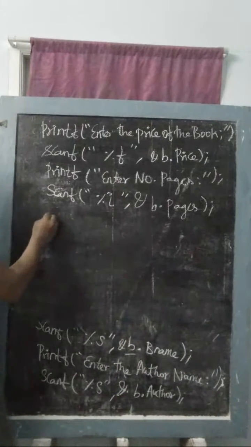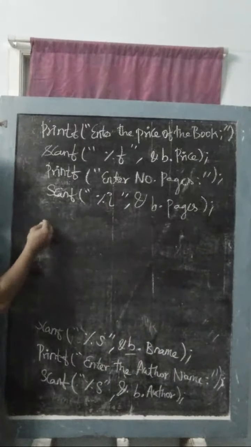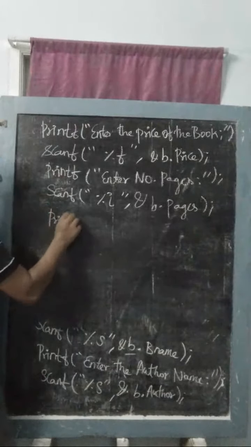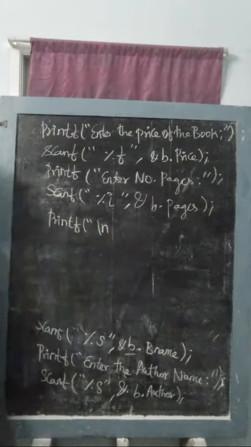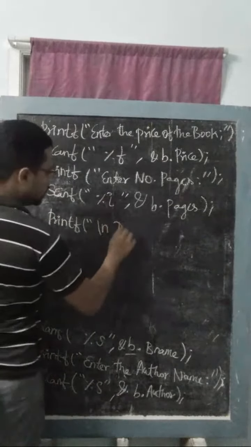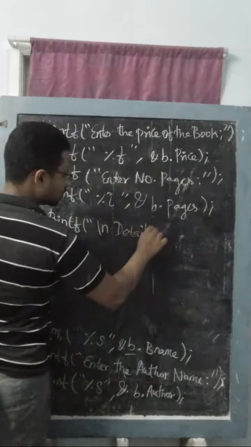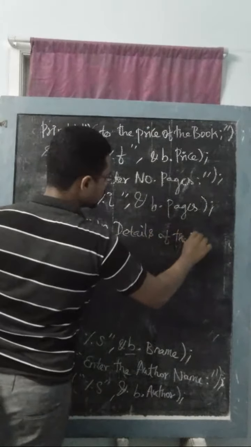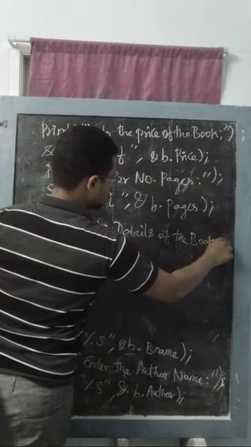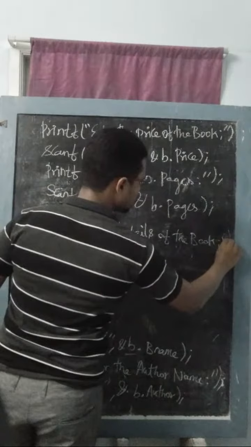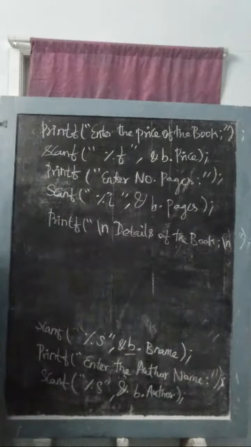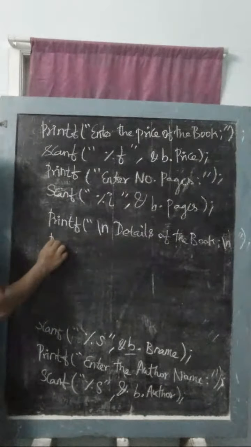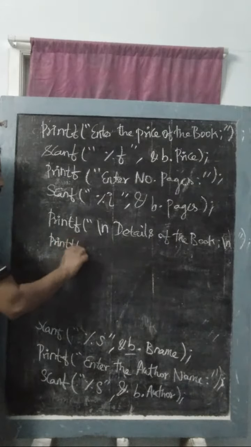Fine. Now details of the book. That is the thing we are going to do. Printf details, I'm just using backslash n for next line. Details of the book, and then double quotation, and then close with a semicolon. So it is coming under the category of printf, we are going to write.